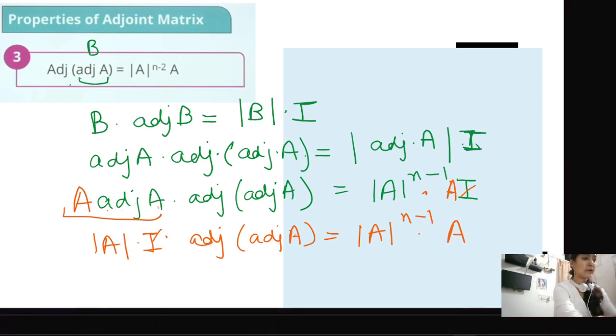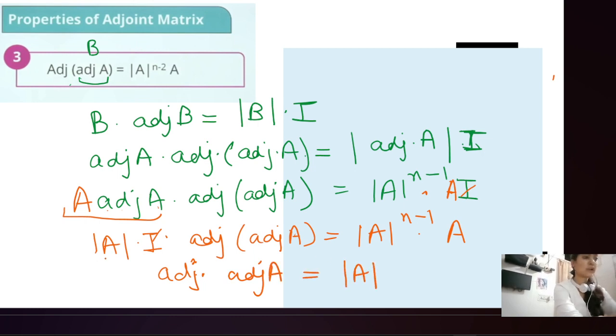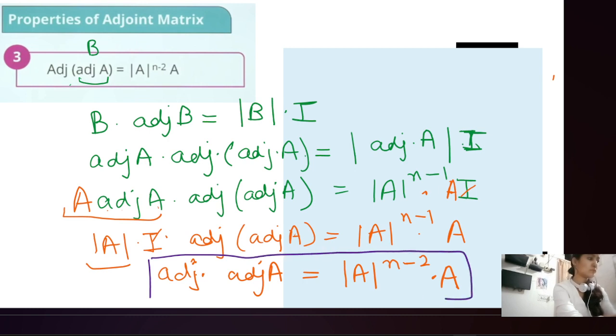And now this determinant of A will come to the right hand side and it will become power n minus 2. Okay. So from here we are getting adjoint of adjoint of A is equal to determinant of A power n minus 2 times A. So now we can say this property is also true. Okay, this is the proof of this property. Okay, move to the next property.